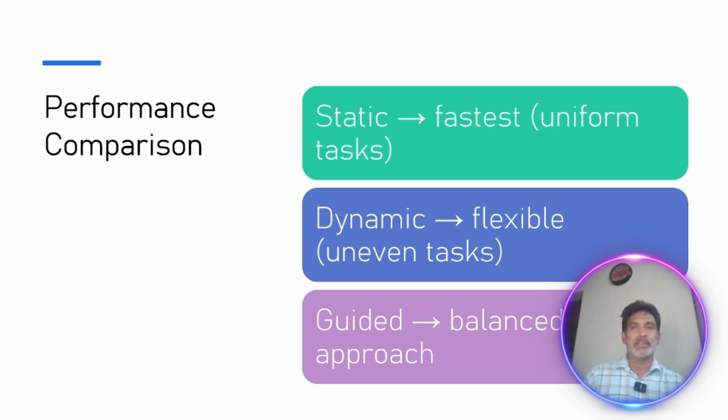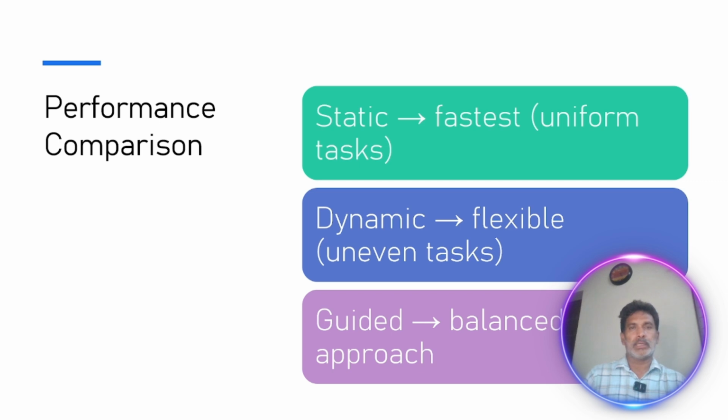Suppose you take static scheduling. Static is fast for uniform workloads. Work is divided equally among the threads at the beginning. There is minimal runtime overhead, that is very fast execution, and it is best suited when each iteration takes approximately the same time.